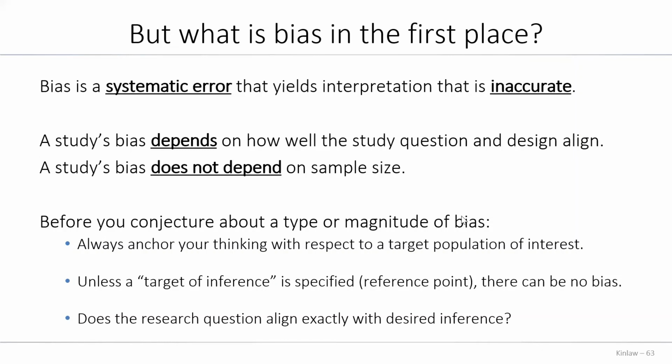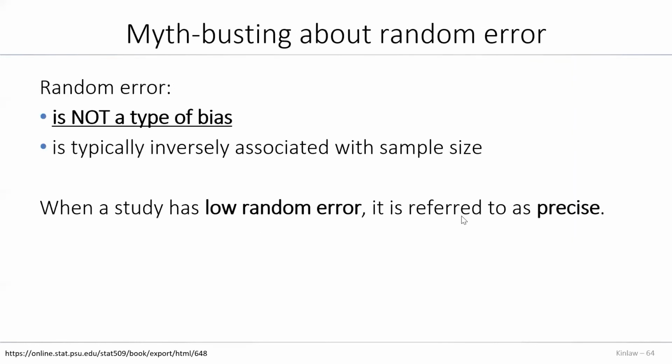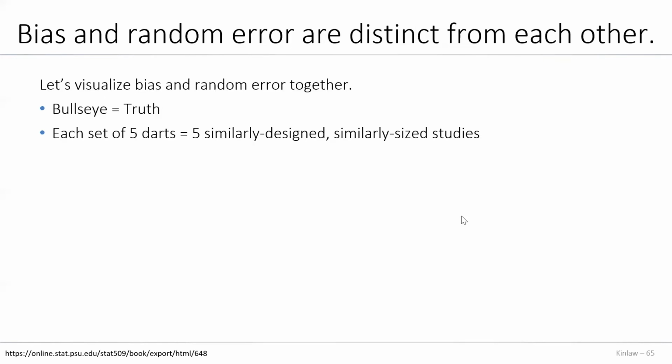Some general considerations for thinking about bias. Always anchor your thinking about potential bias to the target population of interest. Once you have that target population specified, make sure that the research question pertains to that target population. It's also really important to clarify what bias is not. Do not get tricked into mischaracterizing random error as a type of bias. After all, it is random error, not systematic error. Random error is typically inversely associated with sample size. And when a study has low random error, it's referred to as precise.